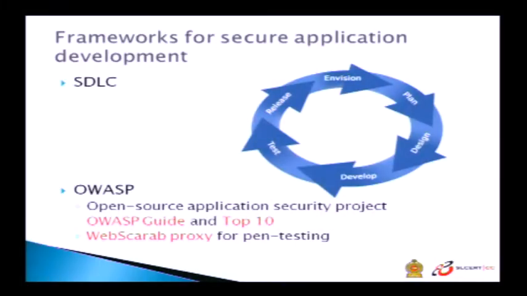And the OWASP Top 10 actually tells you what the latest top 10 vulnerabilities facing web applications are. And they also make available WebScarab, which is a proxy which you can use to do your own application vulnerability testing.